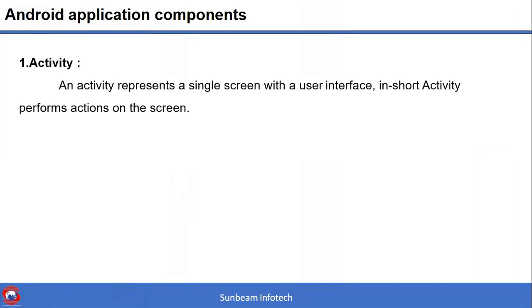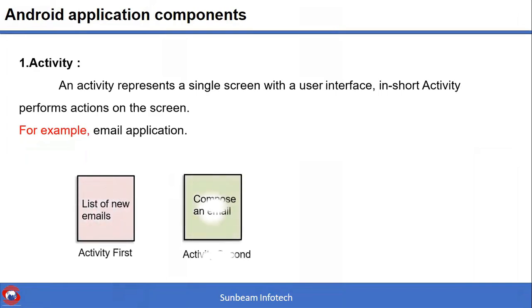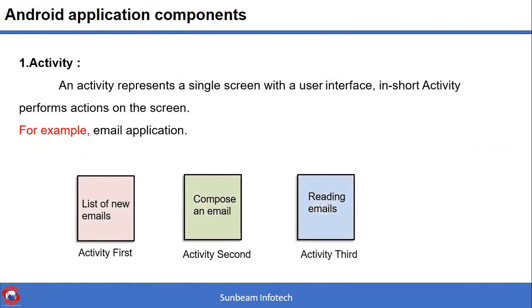That means an activity is the first visual screen which we see when we open any Android application. You might have seen different screens in an Android application, and all of them are called activities. For example, an email application. In that application, one activity shows a list of emails, another activity shows composing an email, and another activity is for reading an email. If an application has more than one activity, then one of them should be marked as the activity that is presented when the application is launched.